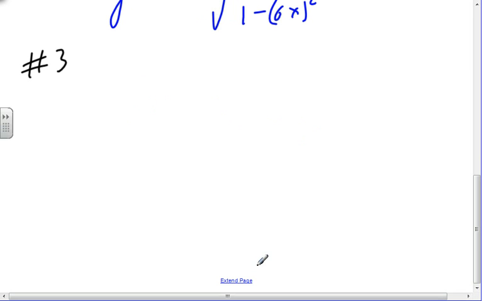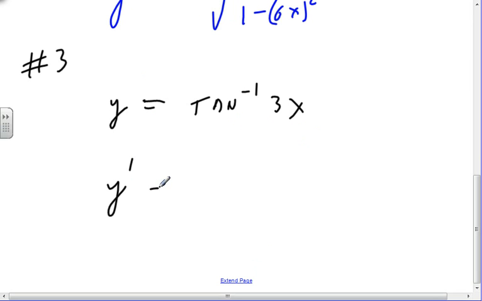Okay, so number 3, y is the arc tangent of 3x. Y prime. I don't have to turn the page back anymore because it's on top of the page. 3 divided by 1 plus 3x, the quantity squared. So that's my u. I stick it where the u goes, take the derivative of it, stick it on top.